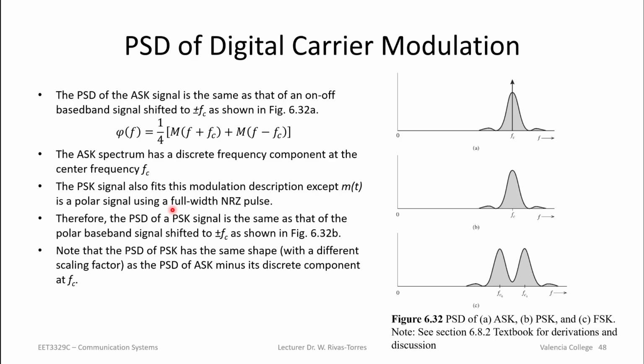Now the PSK signal also kind of fits the same description, and you have the same power spectral density. It does the same thing at plus or minus FC, but because it's polar, it does not have a DC component, and therefore it does not have a carrier in the middle. So this is like when we were talking AM suppressed carrier, but notice that ASK does not suppress the carrier. Okay, so one has the carrier, the other one does not. Other than that, they're really hard to tell apart.